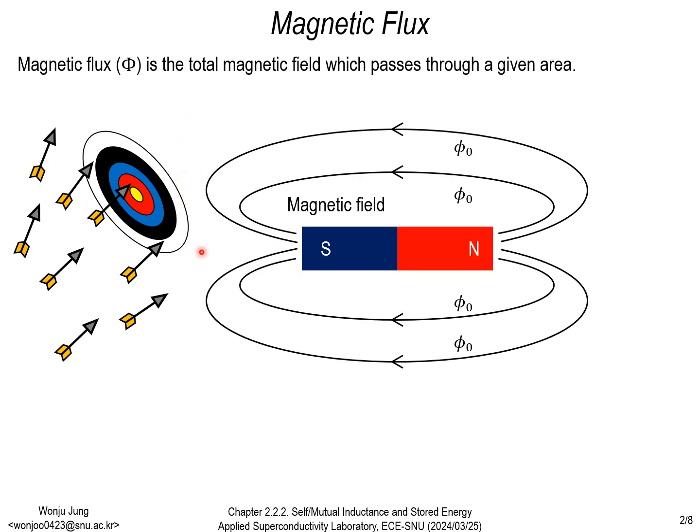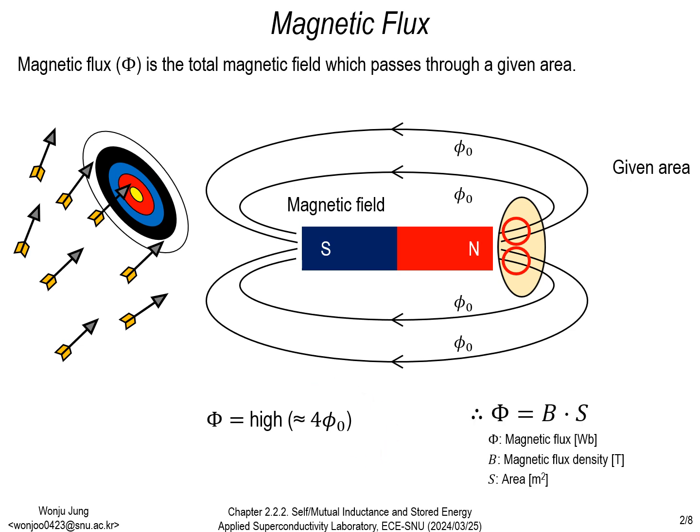Assume there is a permanent magnet with flux lines each denoted by 0. When the given area is far away from the magnet, its magnetic flux is nearly 0. When the area moves closer to the magnet, the magnetic flux becomes larger. Here, we can define magnetic flux as the dot product of the magnetic flux density and the area through which the flux penetrates. The unit is Weber.